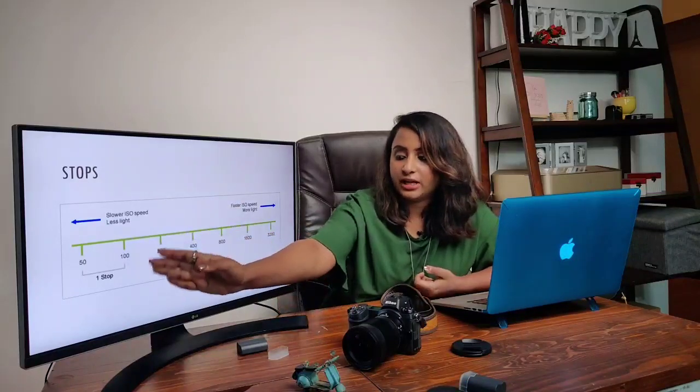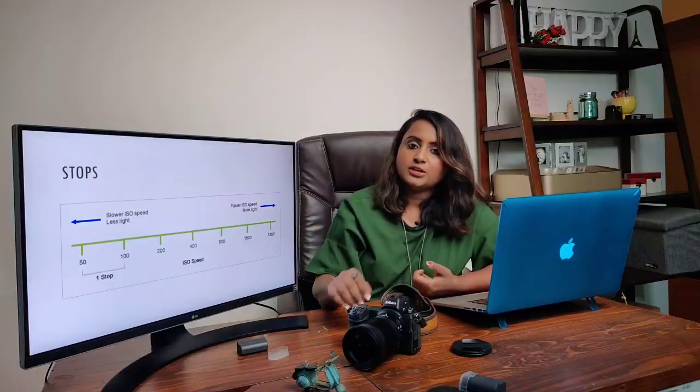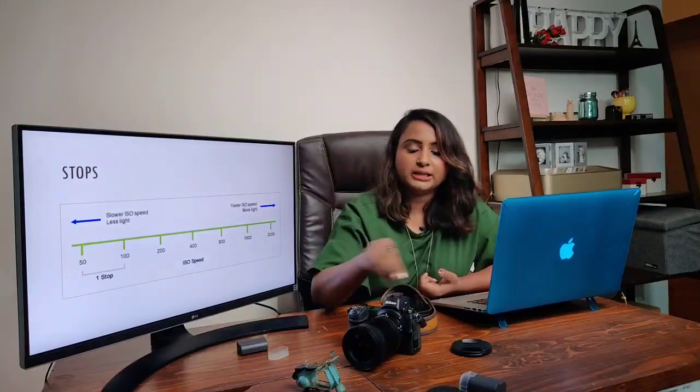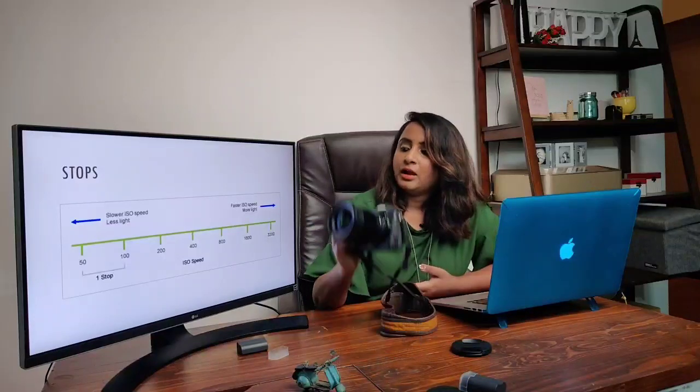So stops in ISO is really simple. Like I said, 50, 100, 200, 400, 800, 1600 and 3200. If you have higher ISO numbers, that means you are allowing a lot more light to enter your camera. If you have really low ISO numbers like 50 or 100, that means your sensor is not very sensitive to light. So just remember that the higher the ISO number, the more light; the lower the ISO number, the less light.